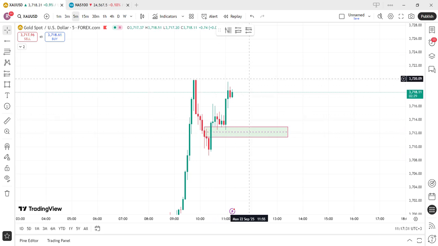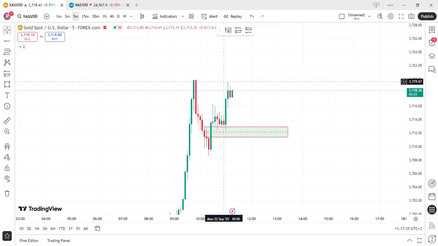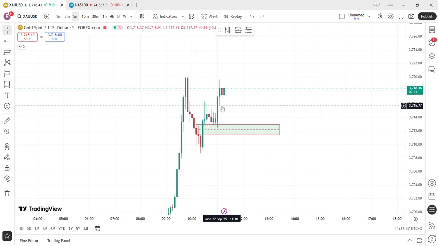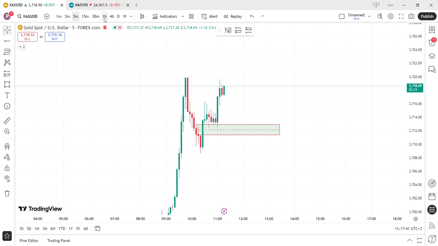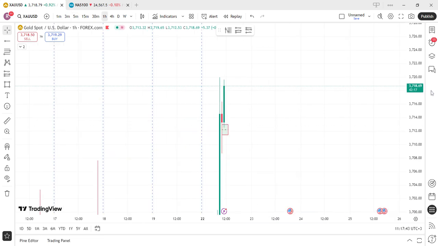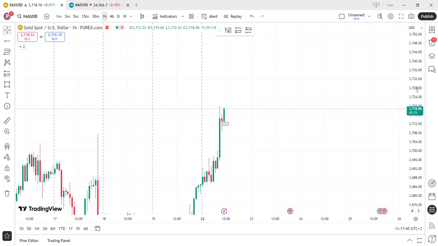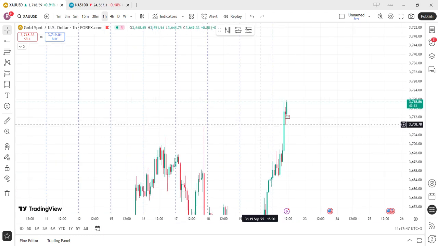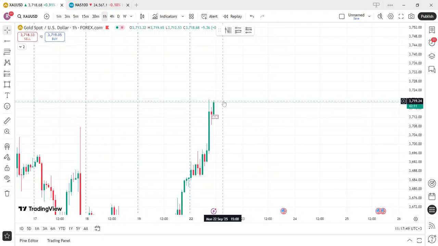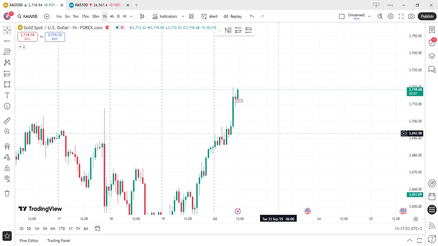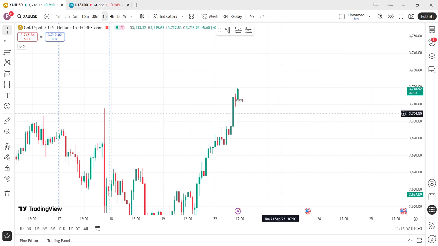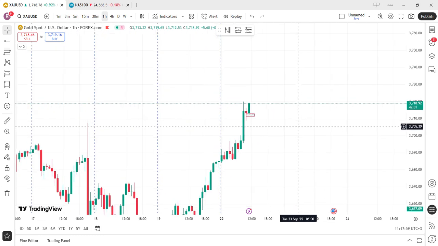And once price goes towards the take profit area, I won't really like to be interested so much in taking that trade anymore. But that being said, gold is at all-time highs as well. This is the hourly time frame. As you can see, this is all-time highs. And when price is at all-time highs, all you gotta do is just focus on buying and buying and buying. Selling is not really such a good idea.